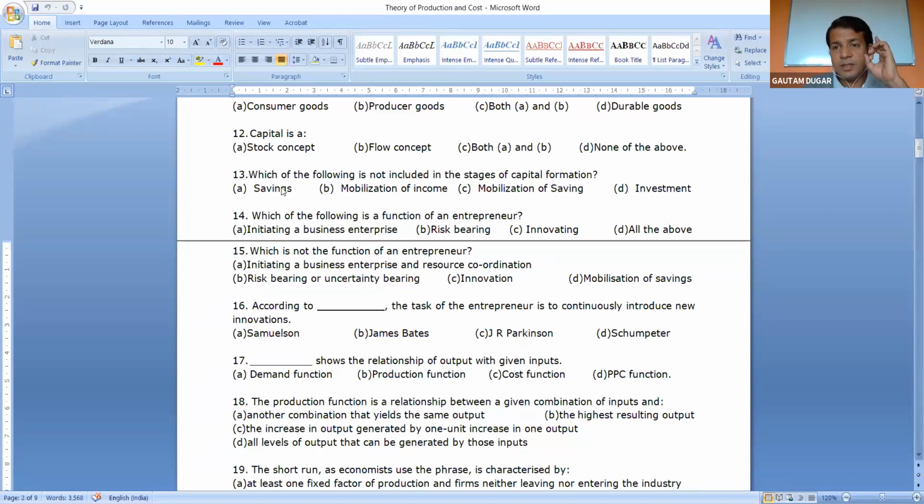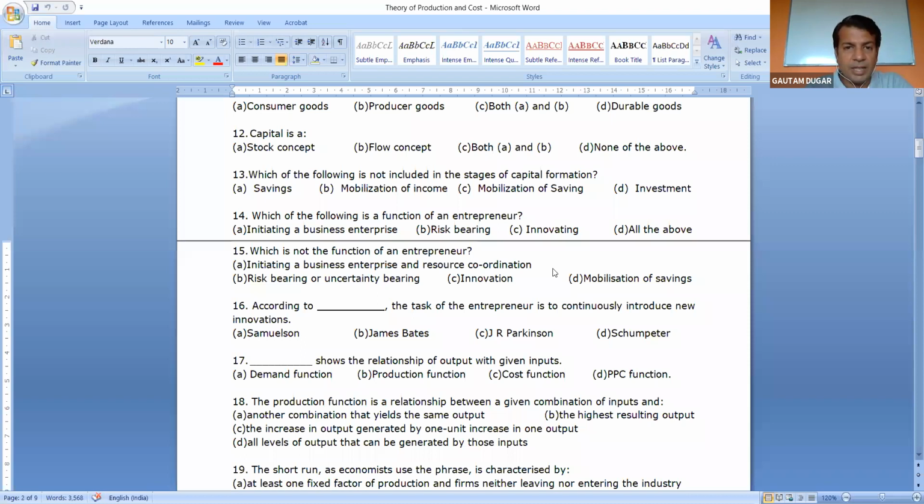Savings, mobilization of savings, and investment. So for 13, which of the following is not included in the stage of capital formation? That is, answer is B. Mobilization of income is not included in the stages of capital formation. Ankita, Sanjana, you went wrong earlier.